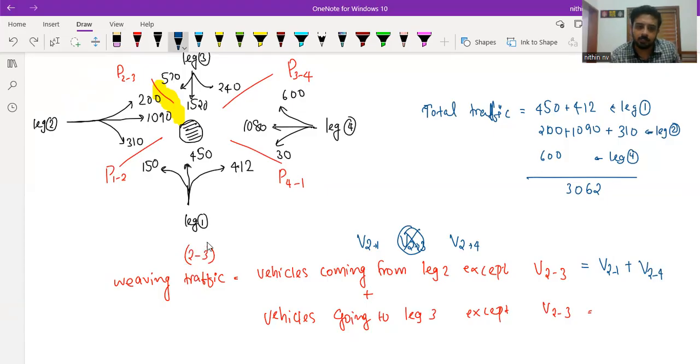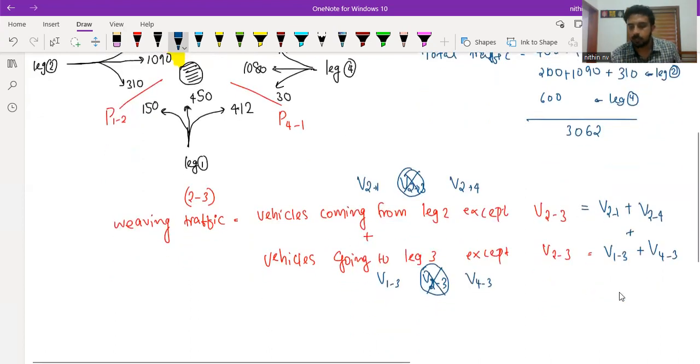Then all the vehicles going into this second leg. Second in the sense, whatever I have written here. 2 to 3. Now here also 2 to 3 we need to eliminate. What are those vehicles? From 1 vehicles will be going into 3. From 2 vehicles will be going into 3. From 4 also vehicles will be going into 3. In this, what we need to eliminate? 2 to 3 we need to eliminate. So this will be V13 plus V43. So all these things we need to add. Just try to add it.